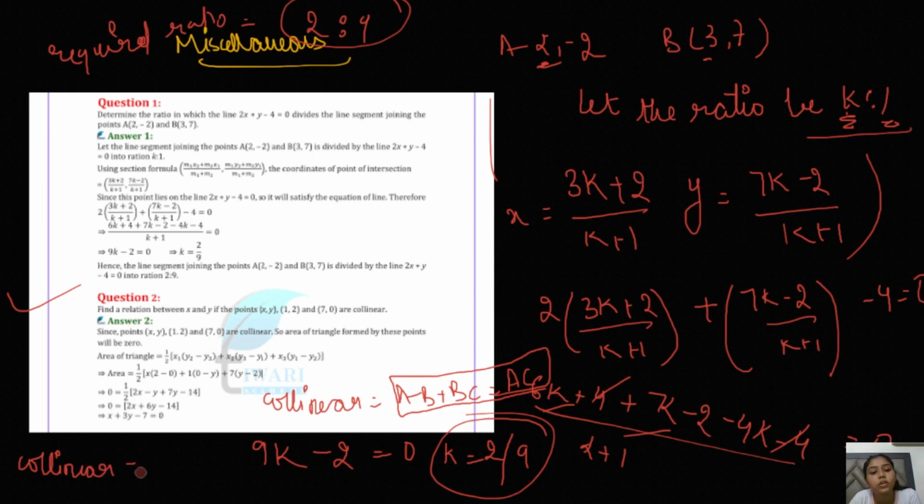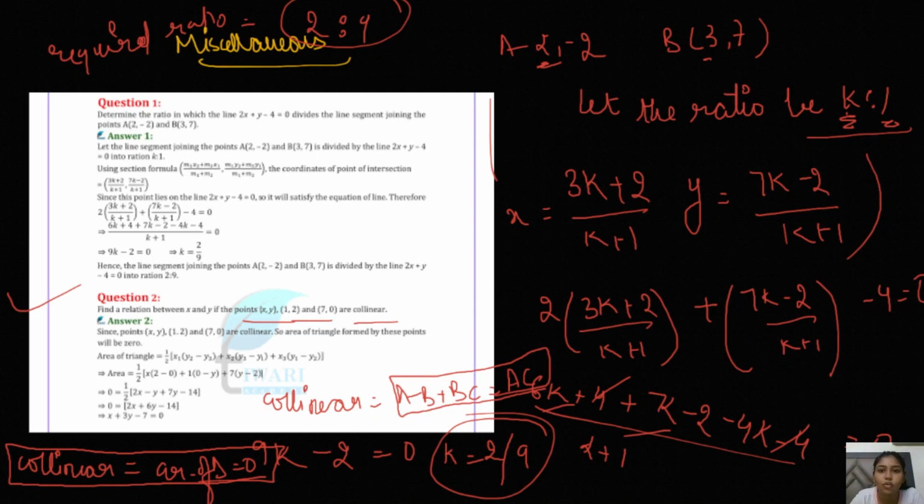For the points to be collinear, the second condition is area of triangle is equal to 0. Now you just have to put these things into this particular formula and put it equal to 0, and you will be getting an equation with x and y, the two variables, and just solve it down. Okay, so this is the question.